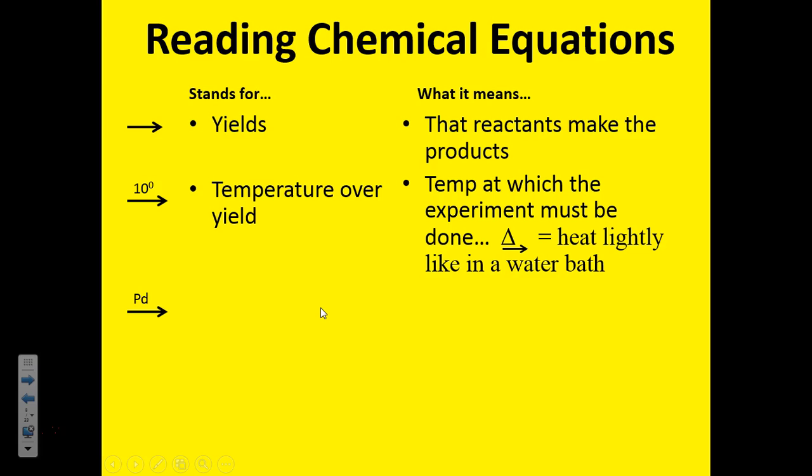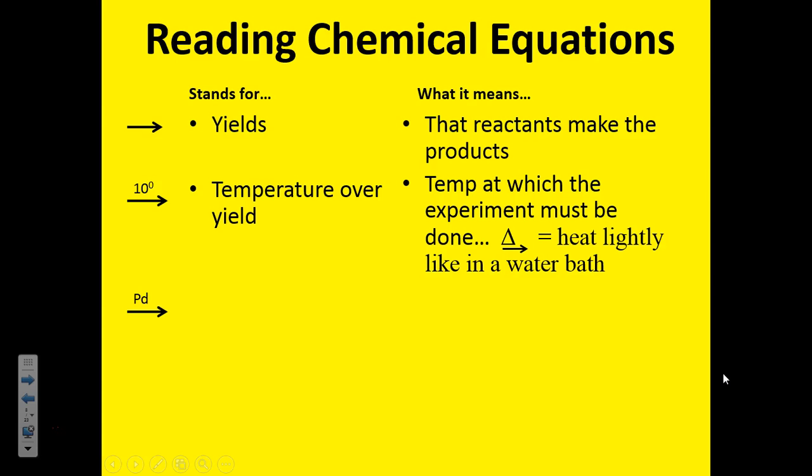You say oftentimes like preheat your oven to 400 degrees Fahrenheit or something like that, although I'll say this is in Celsius usually if it's written over a yield sign. As an alternative, sometimes we'll see this triangle here, this delta. The delta just means that you should heat it lightly. It's an alternative to giving a specific temperature. It says heat lightly, like in a warm water bath.